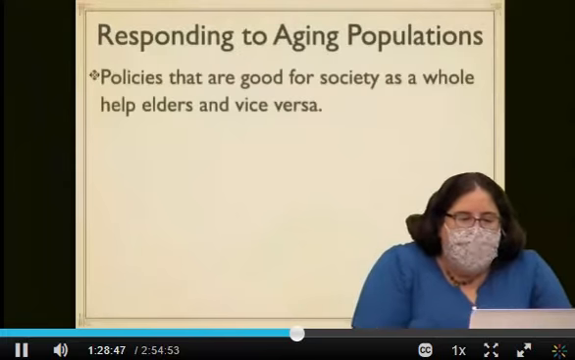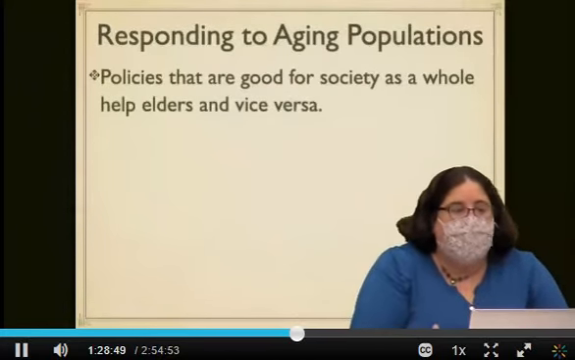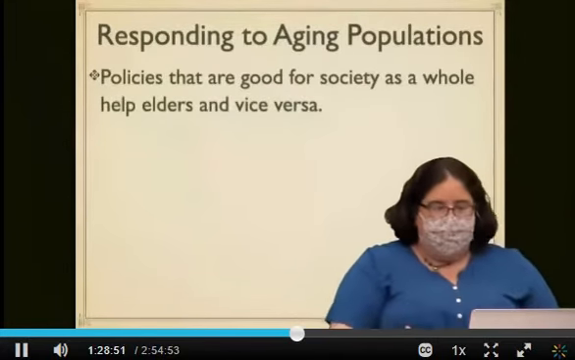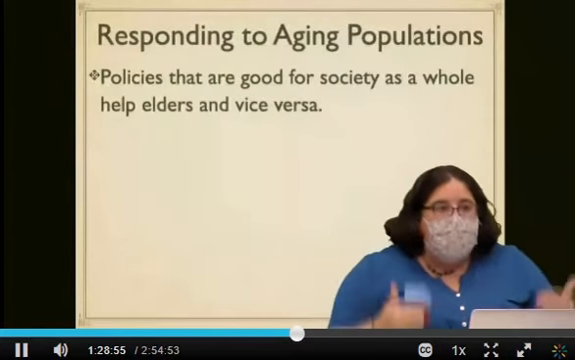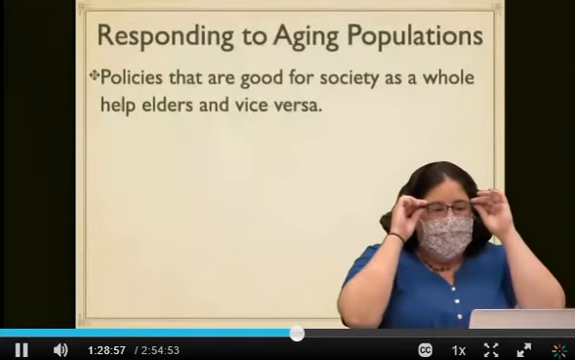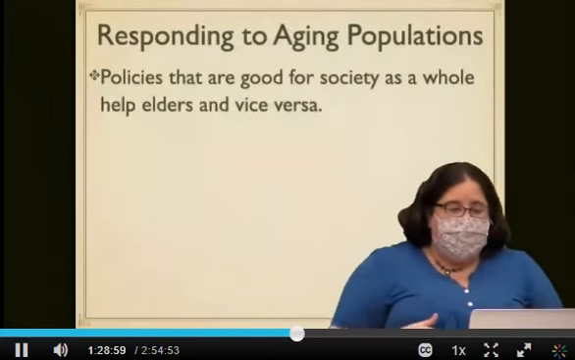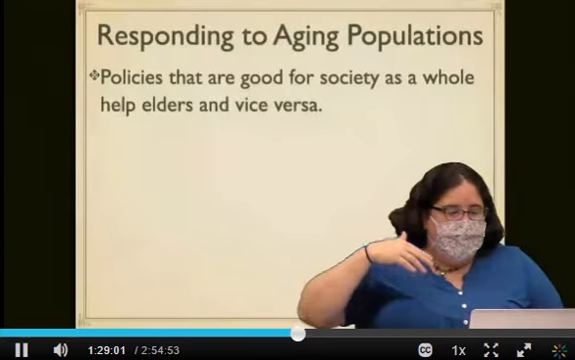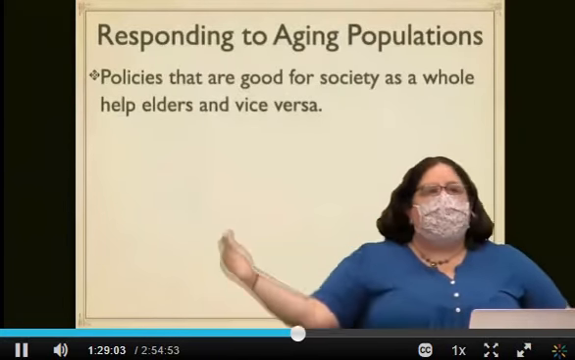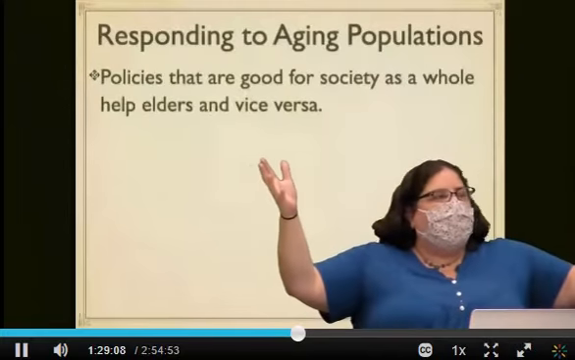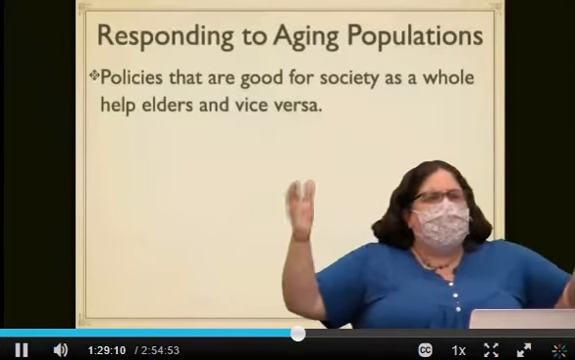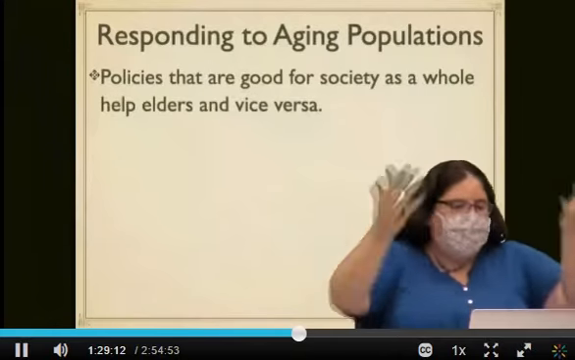But policies that are good for society as a whole help the elderly. And vice versa. Policies that are good for the elderly help society. Right? It's part of that interdependence idea that it isn't taking away from you to help someone else. It's the rising tide, no, incoming tide raises all boats, whatever it is. Everybody gets a benefit.